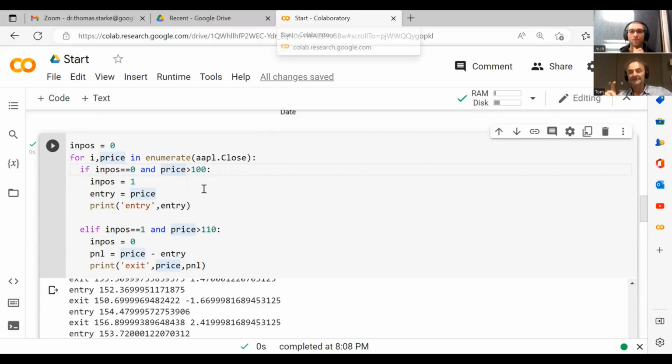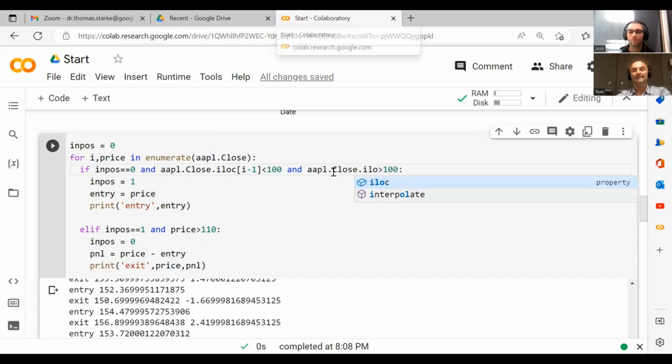So that is a much more accurate statement. So now what we need to do is basically we need to use this iloc thing again. AAPL.close.iloc, and then we go i minus 1, is less than 100, and price is larger than 100. What we could do here, of course, is instead of price, we could also use AAPL.close.iloc of i. Yeah. So if i minus 1 is below 100 and i is above 100, we enter. Cool, isn't it?